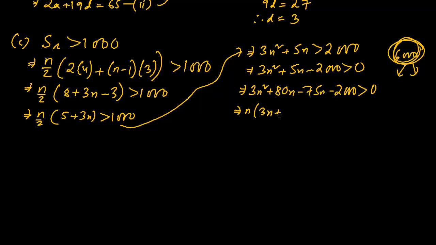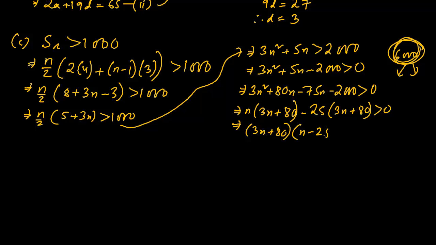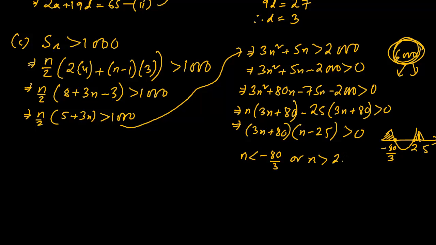So if we take n common, this would be n into 3n plus 80, minus, if we take 25 common, 25 times 3 is 75, so this would be 3n plus 80. So this is going to be 3n plus 80 and n minus 25 greater than 0. So if you remember, for a quadratic inequality, this is going to be a parabola, and the critical values, one of them would be 25 and the other would be minus 80 by 3. Now you need to remember that if this is greater than, this would be one of the regions and this would be the other region. So the quadratic inequality solution would be n is less than minus 80 by 3 or n is greater than 25.